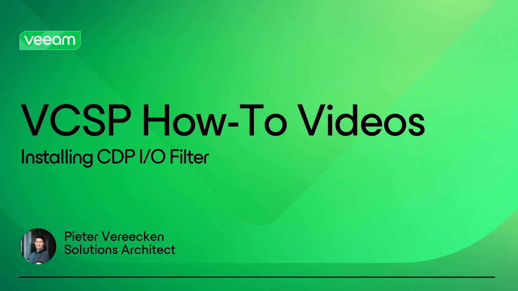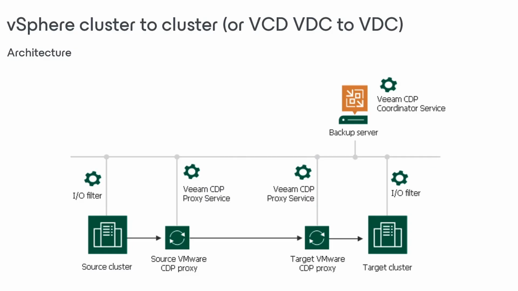In this video, the topic is installing CDP I/O filter. This is a core component for replicating VMware virtual machines with a near zero RPO. In the following architecture, we see two vSphere clusters. We see a source cluster and a target cluster.